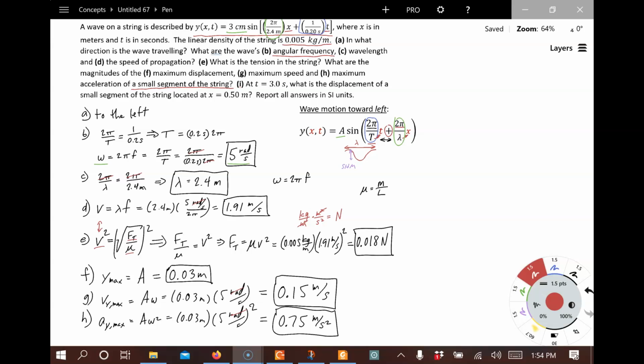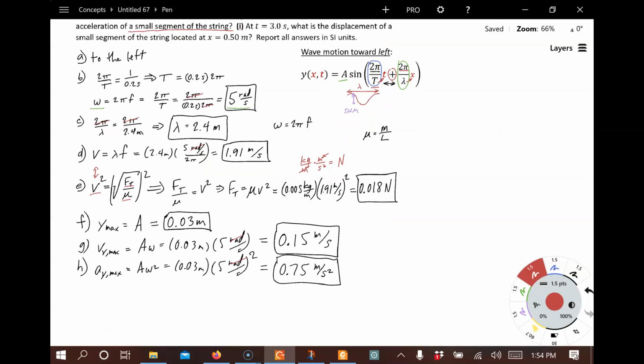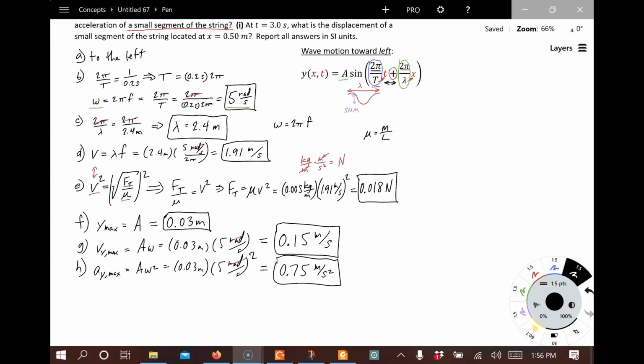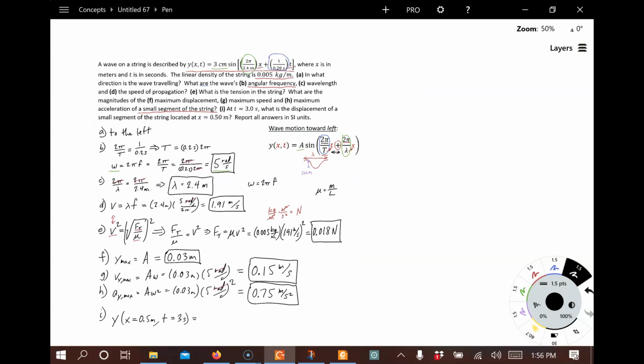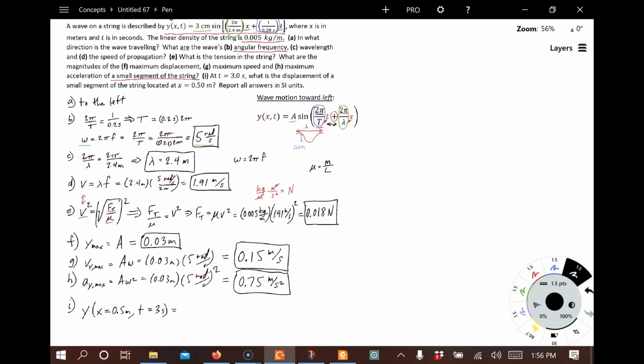Finally, part I: at a time t equals 3 seconds, what is the displacement of a small segment of the string located at x equals 0.5 meters? What we need to do here now is evaluate the specific equation for y, the position of a part of the string, at a particular location in space. x is equal to 0.5 meters, and the time is 3 seconds. So we need to just write down the general equation here and plug in those numbers. So let's go ahead and do it.